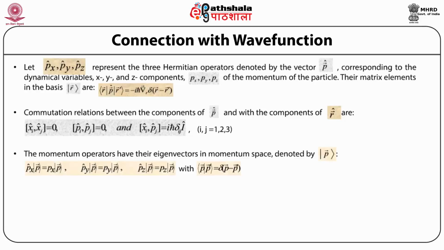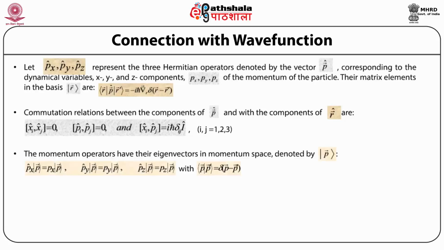is equal to iota times h cross times delta ij times the identity operator, or the identity matrix, where delta ij is equal to 0 if i is not equal to j, and is equal to 1 if i is equal to j, for i and j running from 1 to 3. So in this manner, we have defined the commutation relation for the position operator as well as for the momentum operator. Now the momentum operators have their eigenvectors in momentum space, which is denoted by the ket vector p.